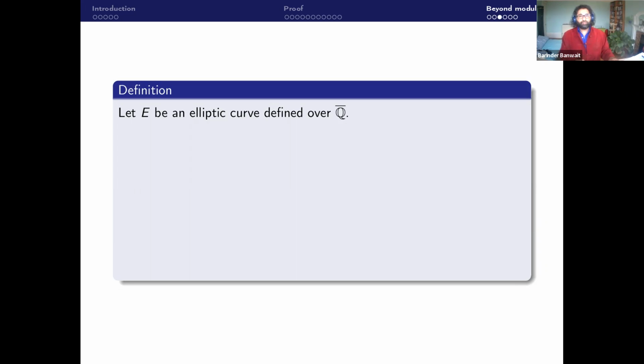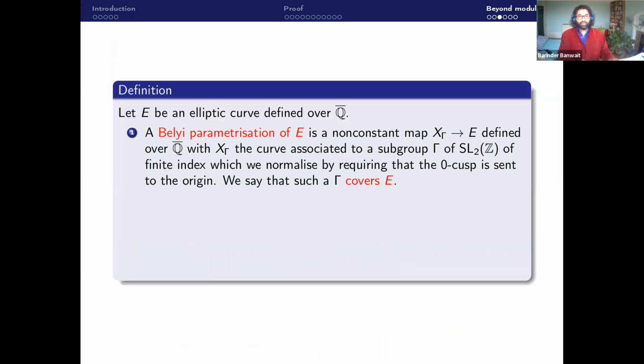If you have an elliptic curve E over Q bar, a Belyi parameterization of E is a non-constant map from, so you choose a subgroup gamma of SL_2(Z) of finite index, so not necessarily congruence, and you say a Belyi parameterization of E is a map from X_gamma, the curve associated to this, to E, which is defined over Q bar, and you require that the zero cusp of this curve is sent to the origin, and we say that gamma covers E.